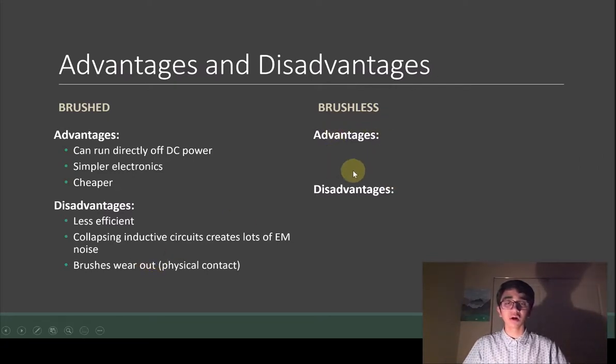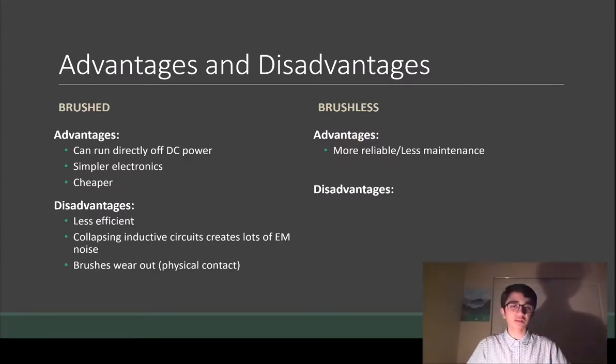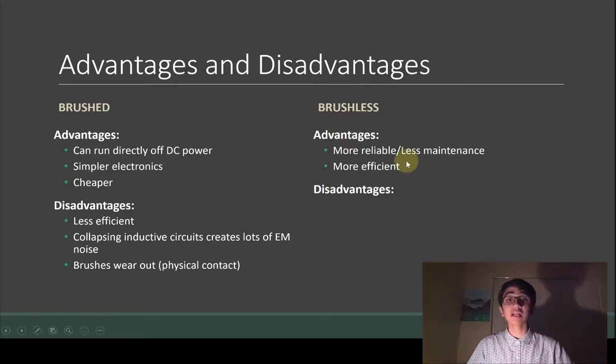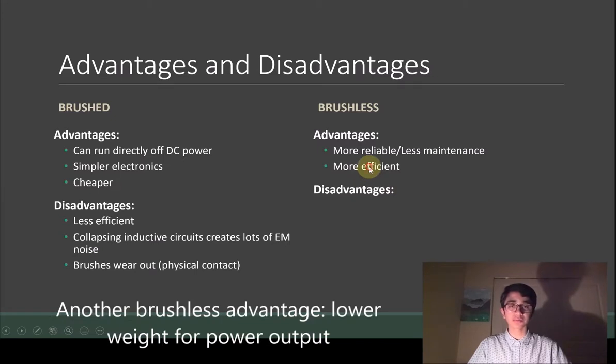Okay, under brushless motors. The advantage is that, again, we don't have those brushes, so there's no physical contact, it's more reliable, and you have less maintenance going on. And it's a little more efficient. Remember, brush motors were 70 to 80% efficient; brushless motors are 80 to 90% efficient. This means it's going to convert more of the power input into rotational motion rather than heat.